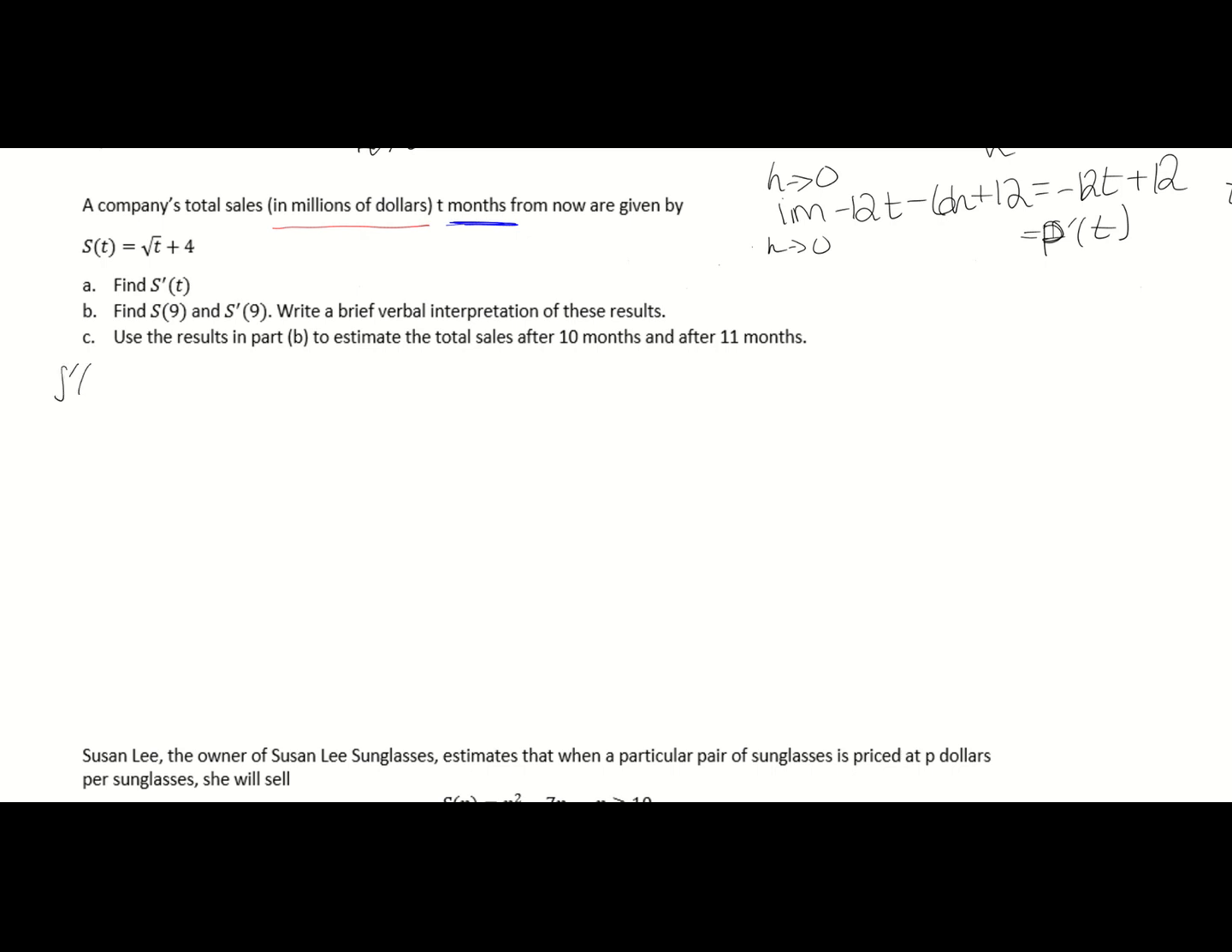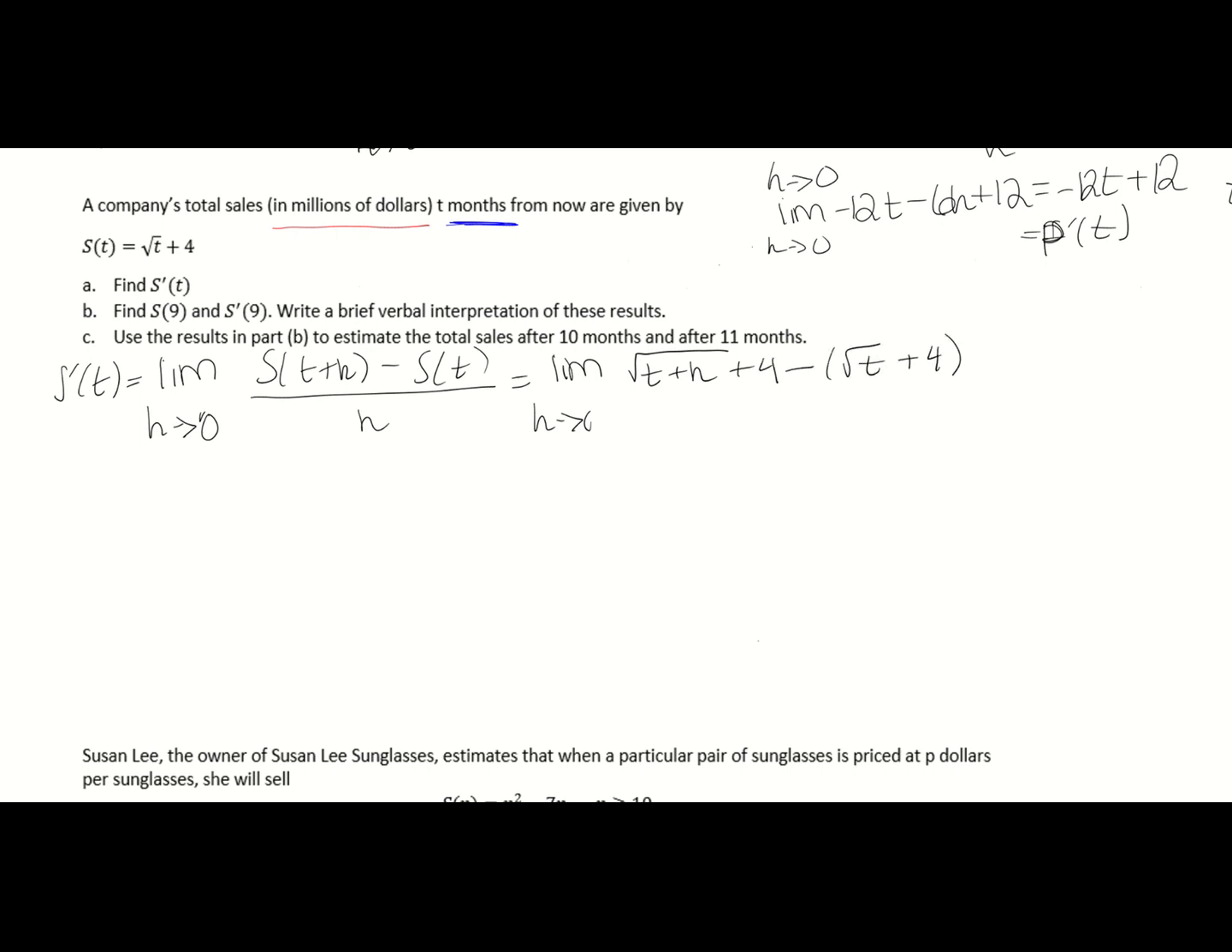So S prime of T is going to equal the limit as H approaches 0 of S of T plus H minus S of T, over H. And again, I know I just keep writing the formula over and over. It helps. So this is going to give me the limit as H approaches 0 of the square root of T plus H plus 4 minus the square root of T plus 4, over H. The 4's will cancel.